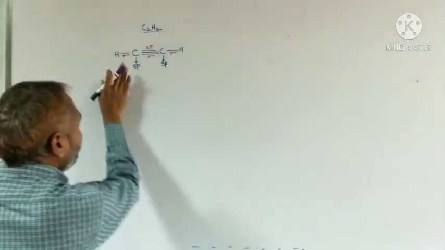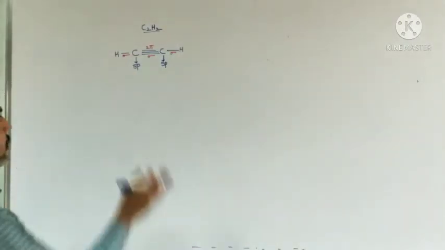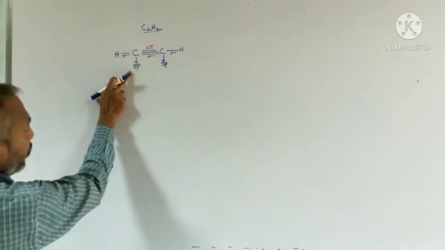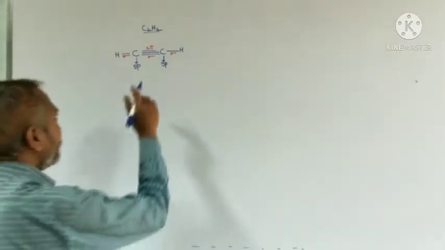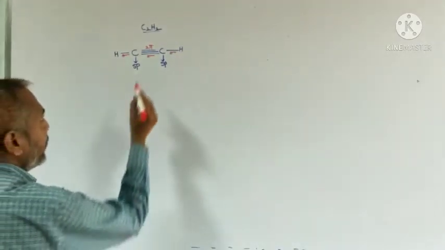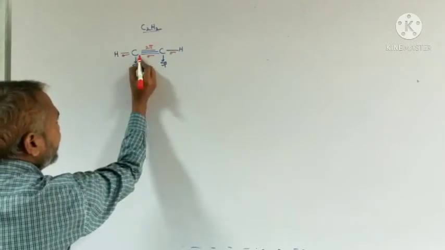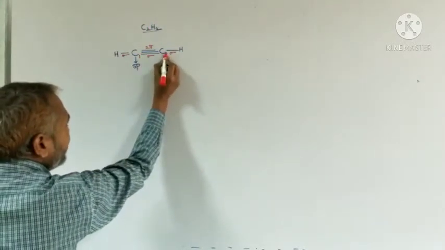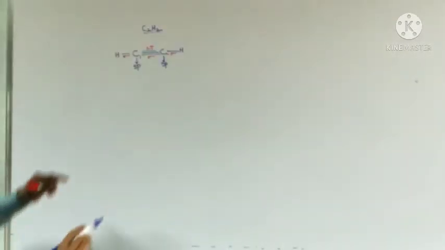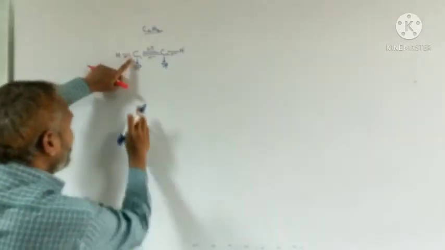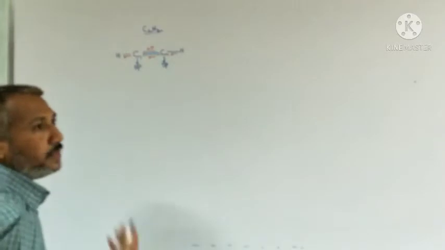Now we find that this carbon undergoes sp hybridization, and this carbon also undergoes sp hybridization. Now write the electronic configuration. For convenience, we consider the C1 carbon and the C2 carbon. First we will see which hybridization the C1 carbon undergoes.